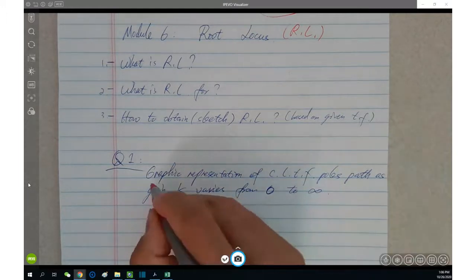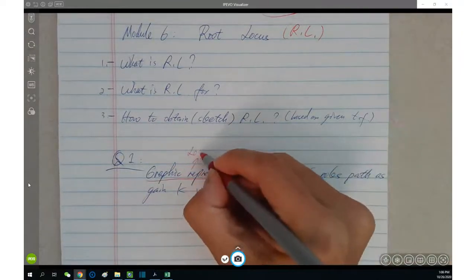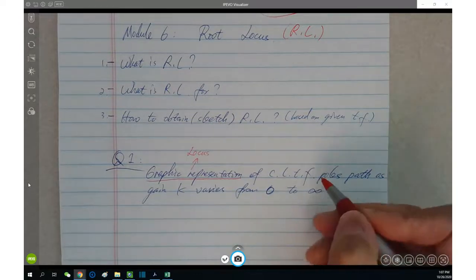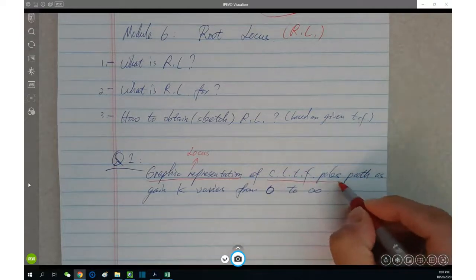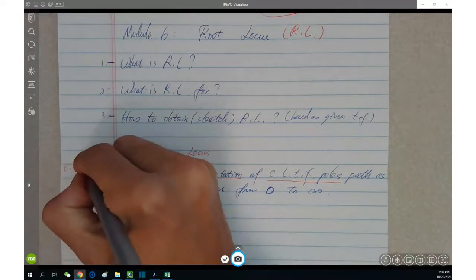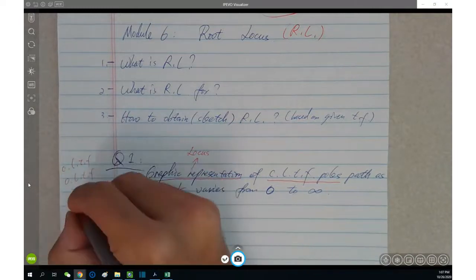It is a graphic representation, which of course corresponds to the name locus, or loci as plural. Singular is locus. What is it? It is a locus of closed loop transfer function poles. It's not any other type of transfer function, but the closed loop transfer function. And here we can recall what we learned before: closed loop transfer function, open loop transfer function, forward transfer function, right?